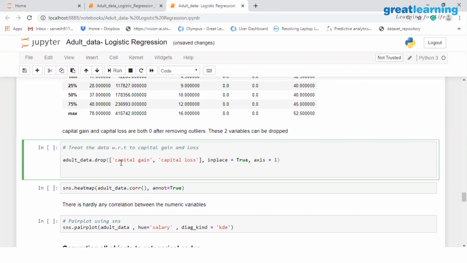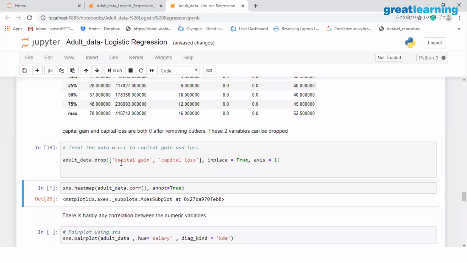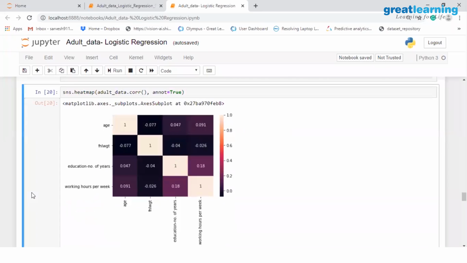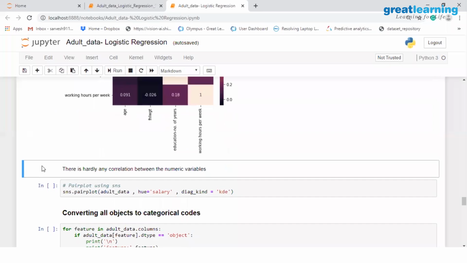By default, Python takes axis equal to 0. If you have to remove the column, you have to mention axis equal to 1, right? These small things will take some of your time when you start doing your assignments. After that, you could see still not many of the variables are correlated. Therefore, it's okay. I'll tell you the assumptions when I'm trying to close the session. I'll tell you two more things: what are the assumptions of logistic regression and how to use it in Colab.